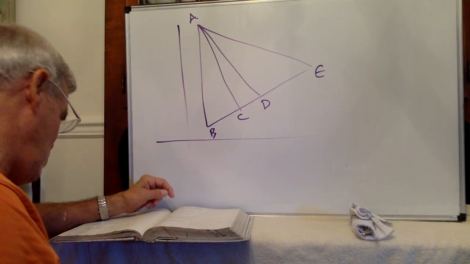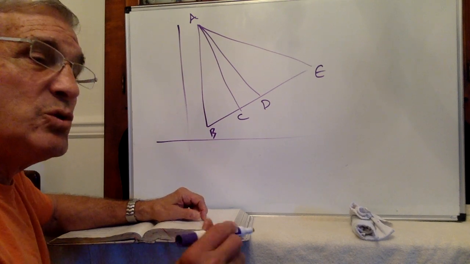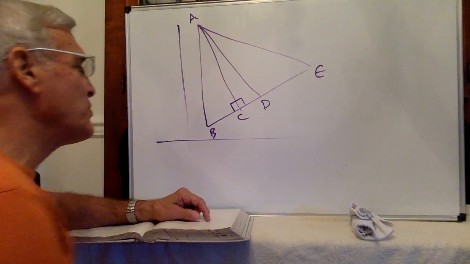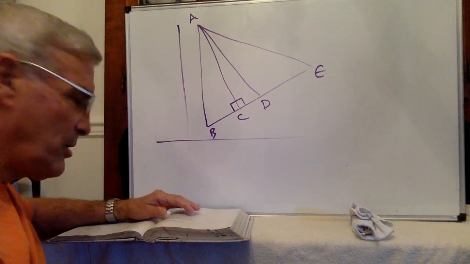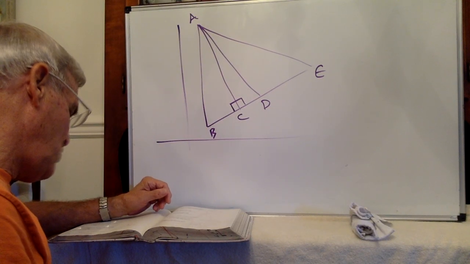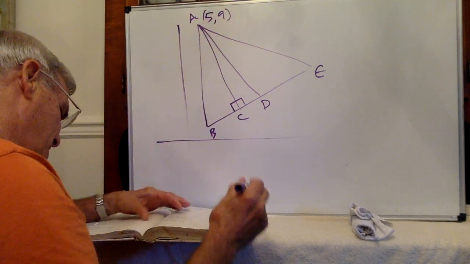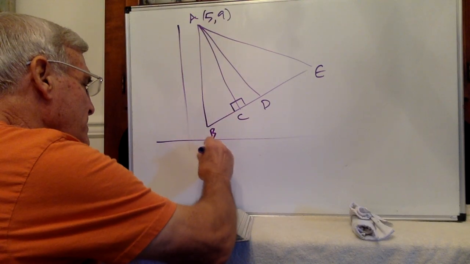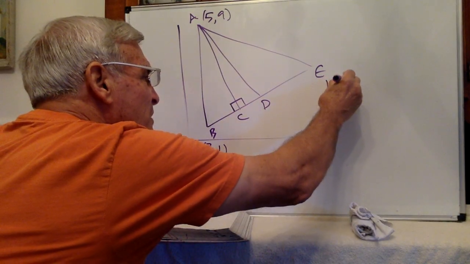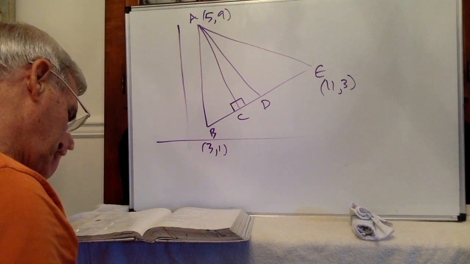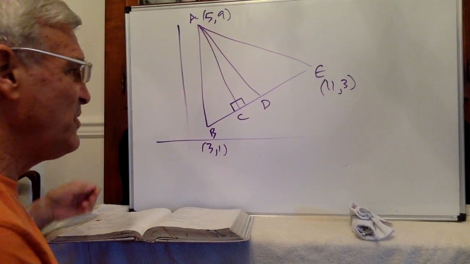And they told you that AC was an altitude. An altitude is a line segment from a vertex perpendicular to the opposite side. So I know that's perpendicular. That's a right angle. So segment AC and BE are perpendicular. And they gave you the coordinates: this is (5, 9), (3, 1) is B, and D is (11, 3). Okay? They first said, find the slope of BE. The slope of BE.